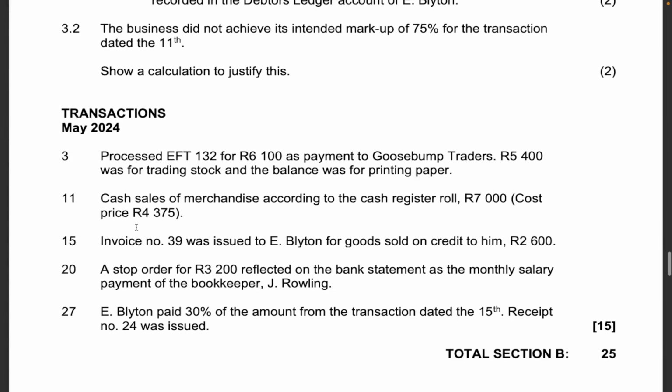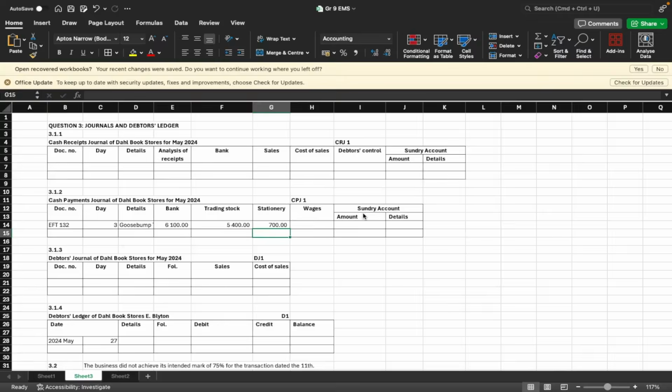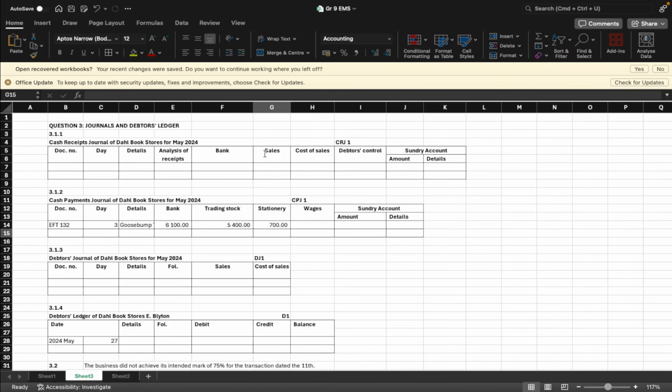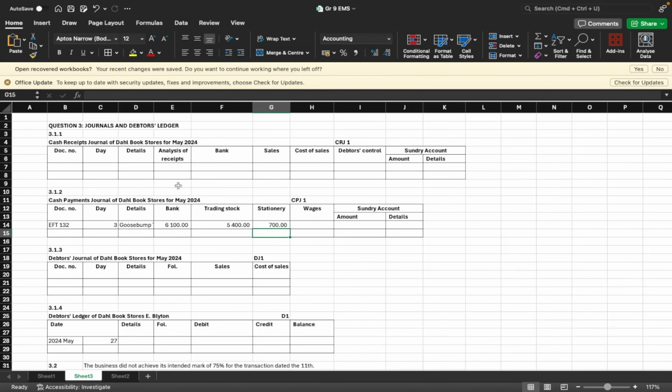On the 11th, cash sales of merchandise according to the cash register roll, 7,000 rand, cost price 4,375 rand. Now what's happening here? Cash sales. What is happening? We are receiving money. To which journal do we record it? Well, I hope you are listening carefully. Which of these journals would it be? Cash receipts journal, because we're receiving money from the sale.